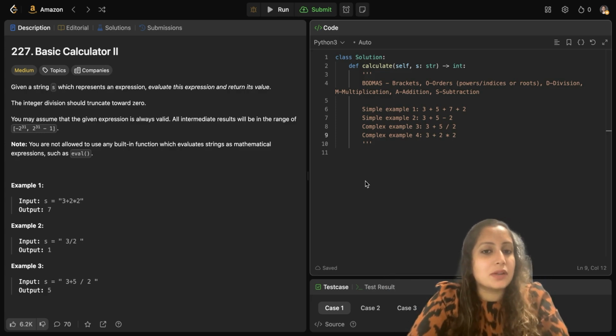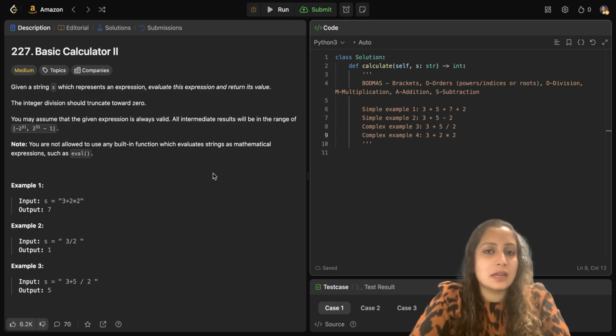Today I have brought a very interesting problem, LeetCode 227, Basic Calculator 2. It's a series of questions for calculators and this is the second question in that series. It's a medium level complexity question.